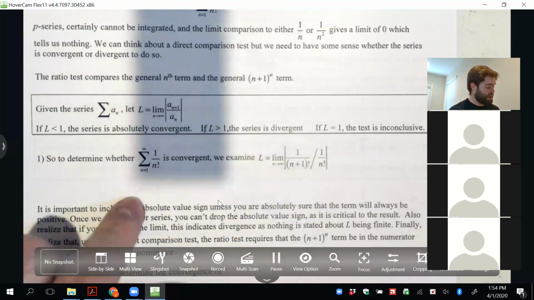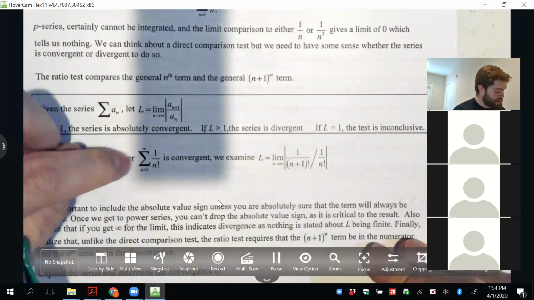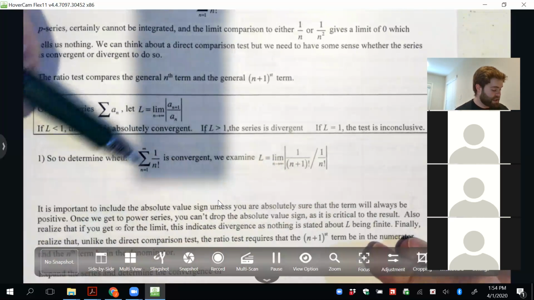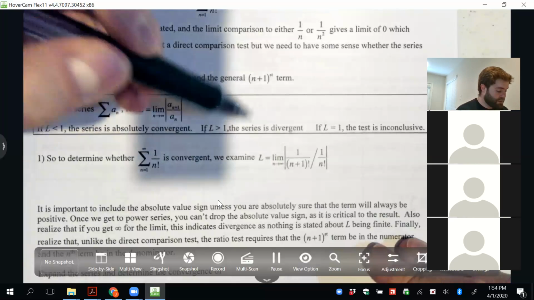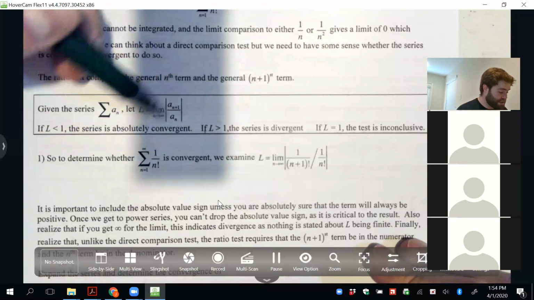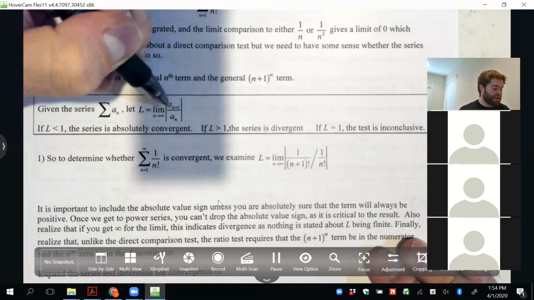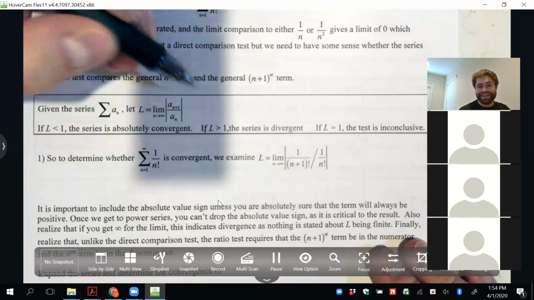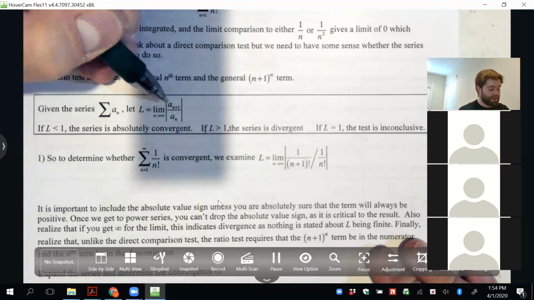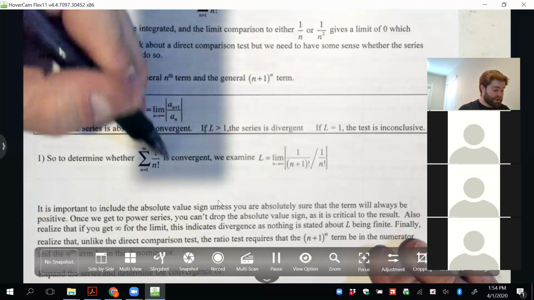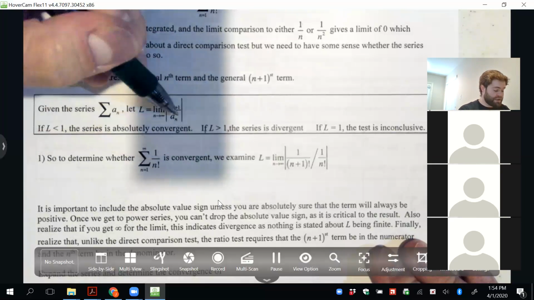So let's look at that basic one. We want to decide, does the summation from 1 to infinity of 1 over n factorial converge or not? And so we want to figure out what this limit is. When we say n plus 1, that means a sub n plus 1. That means we're going to plug n plus 1 into n in our expression. We're going to plug n plus 1 in for n.